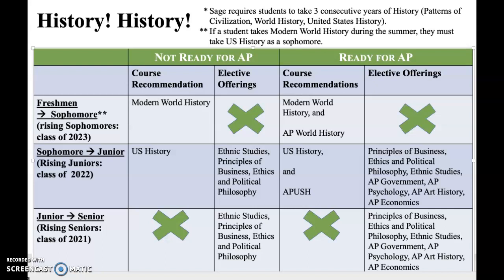There are non-AP electives like ethnic studies, principles of business, and ethics and political philosophy. And there are also AP electives like AP government, AP psychology, AP art history, and AP economics. It is very important junior year, especially if they're taking APUSH, that they probably don't take another AP elective. Again, we want balance, and manageable academic and extracurricular schedules.